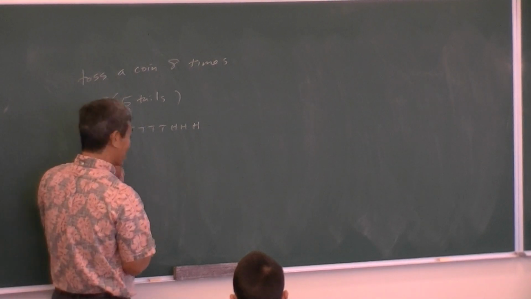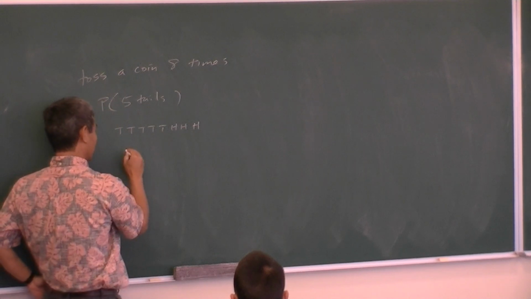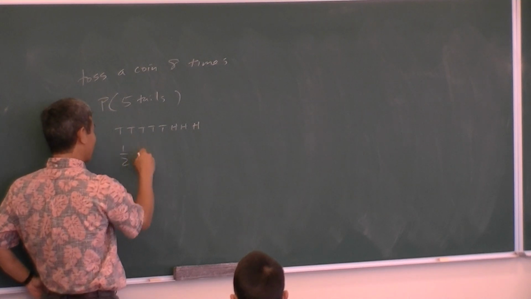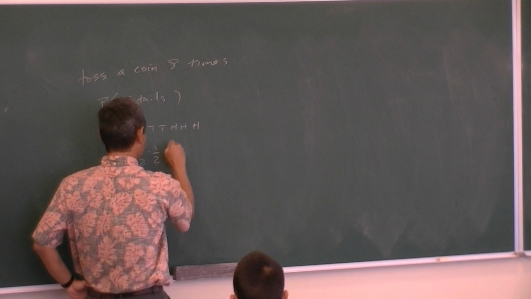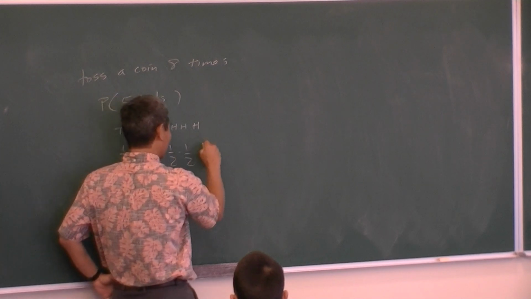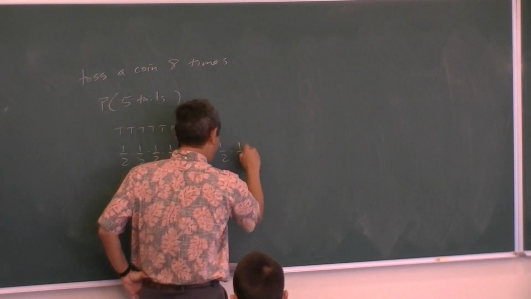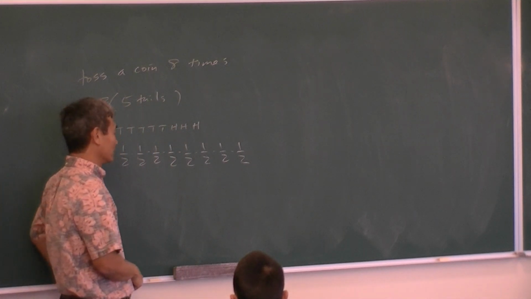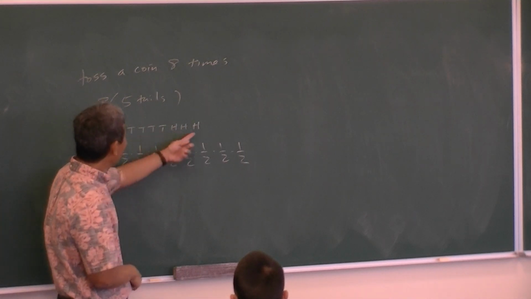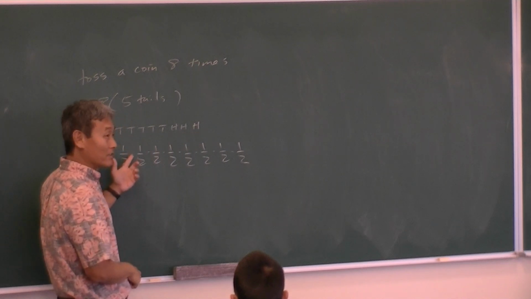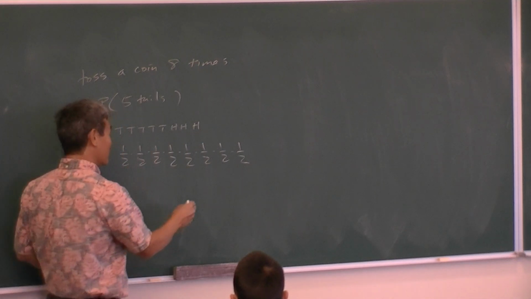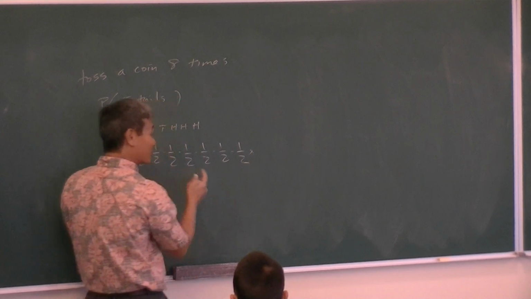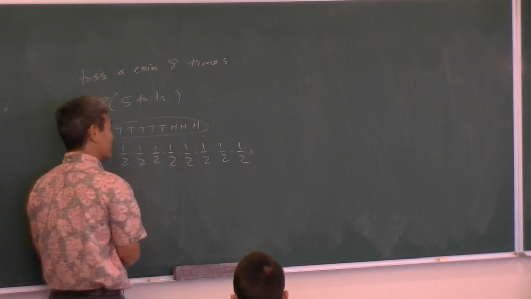Toss the coin, what's the probability of getting a tail? Half. Another tail. Half. Tail. Tail. Tail. Head. Head. Head. Is that the answer? No, why not? Because that's not the only way you can get 5 tails, right? So what you gotta do is now you gotta multiply by the number of different orders. How many different orders do you have here?